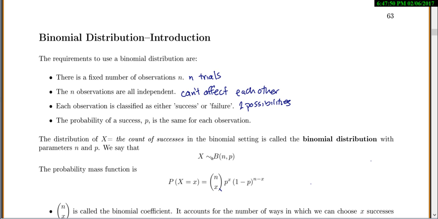We would say that X is distributed, so there's that little tilde, with a B and N, P. Sometimes you do a B, sometimes they'll do a BIN, sometimes you can actually write it out, binomial N, P. It just depends on which textbook you're using, but that all means that it has a binomial distribution. And remember, N is your number of trials, P is your probability.